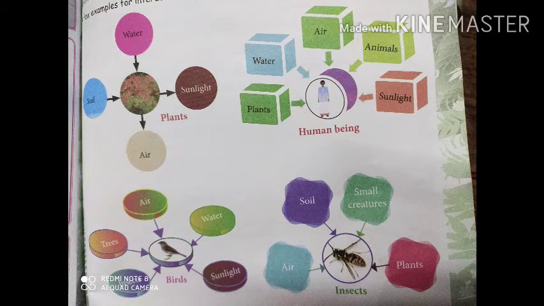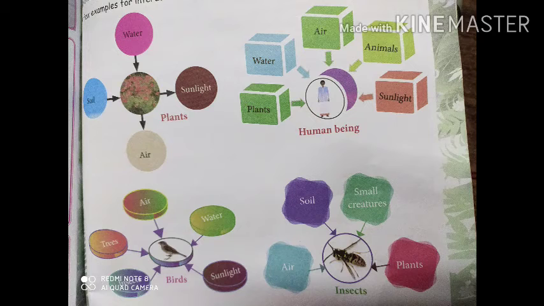Clear children? From the above picture we understand that plants need water, soil, air and sunlight to live. So all the biotic and abiotic factors depend on one another. This is called the interaction. ஒன்றை ஒன்று தொடர்புடையது, ஒன்றை சார்ந்து இருக்கிறது. That is the meaning.